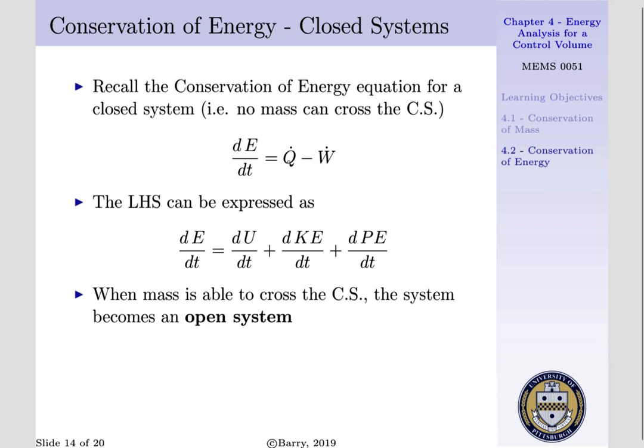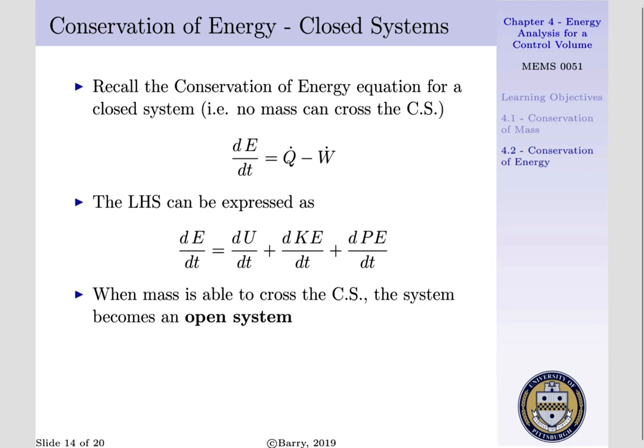Our left-hand side of our conservation of energy equation for a closed system can be expressed as follows. Our time rate of change of our total energy of our system is equal to the time rate of change of our total internal energy, dU/dt, plus the time rate of change of our kinetic energy within our system, plus the time rate of change of our potential energy within our system.